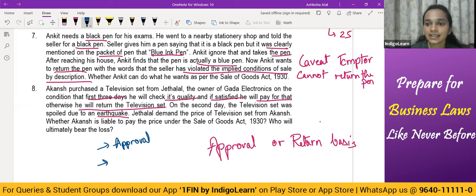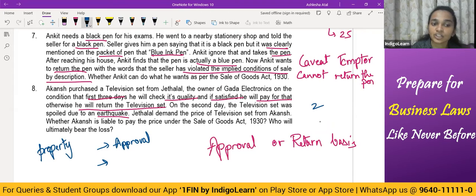However, here in this case, the time has not lapsed. It is only the second day where the earthquake has happened, and the time which Akansh had was 3 days. So in this situation, Akansh has neither given his approval, nor has the time lapsed. Neither has Akansh done any act which gives an indication that he has adopted the transaction. So in this situation, the property in goods has not passed.